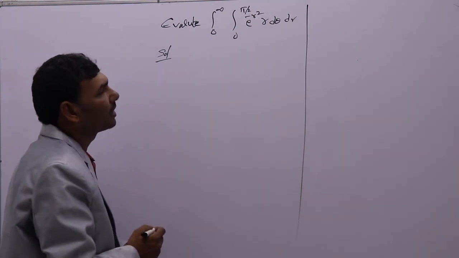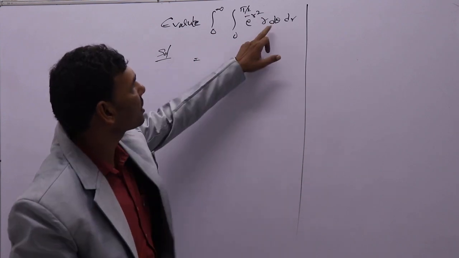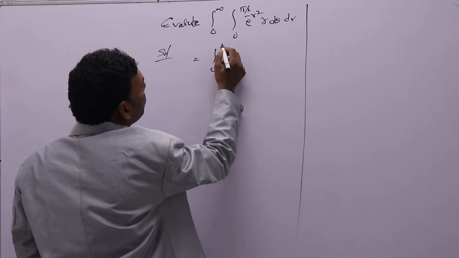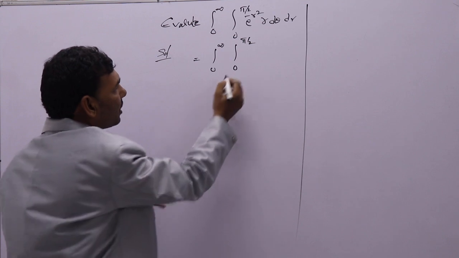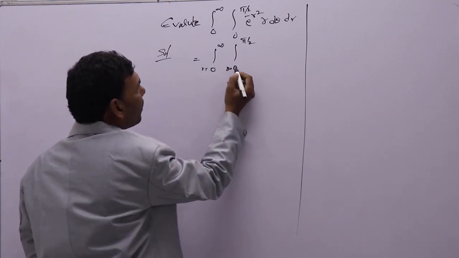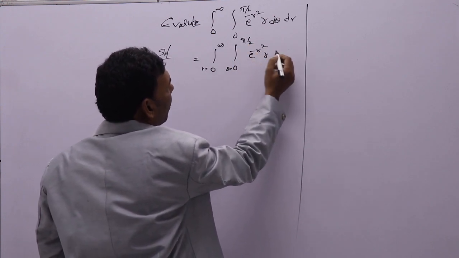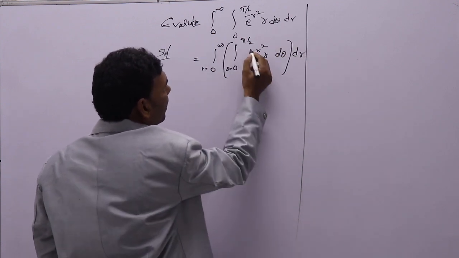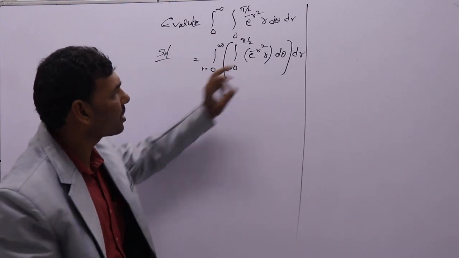So evaluate this integral. For that, I am evaluating this integral in the same order: first with respect to theta, next with respect to r. So integral 0 to infinity, integral 0 to pi by 2. These are theta limits, these are r limits. Theta equal to 0 to pi by 2, e power minus r square r d theta dr. Now what happens here? This is constant while integrating with respect to theta, this term is constant.